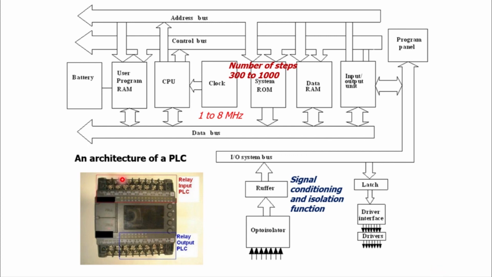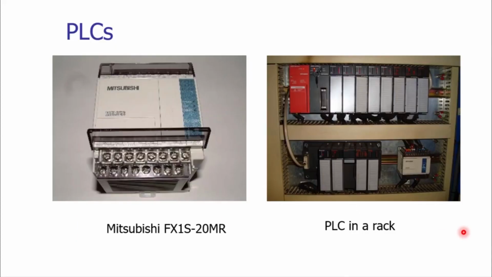A typical PLC can be seen. A photograph of a typical PLC can be seen on your screen. So it has the output relay and input relay, output terminals and input terminals. A few more pictures of the PLCs can be seen on your screen. So this is the Mitsubishi FX1S 20MR.